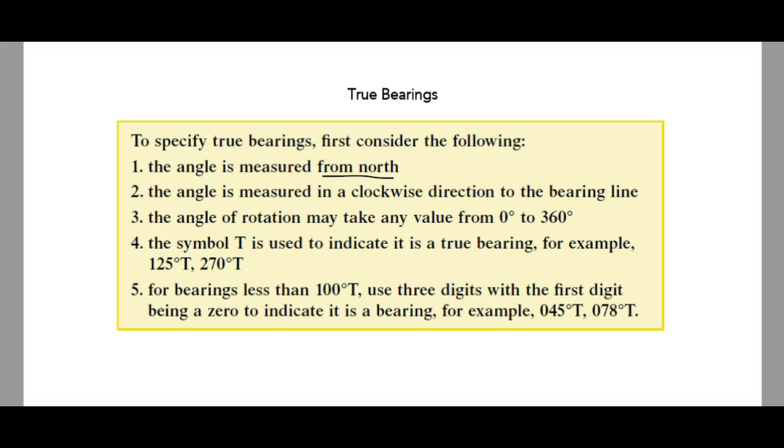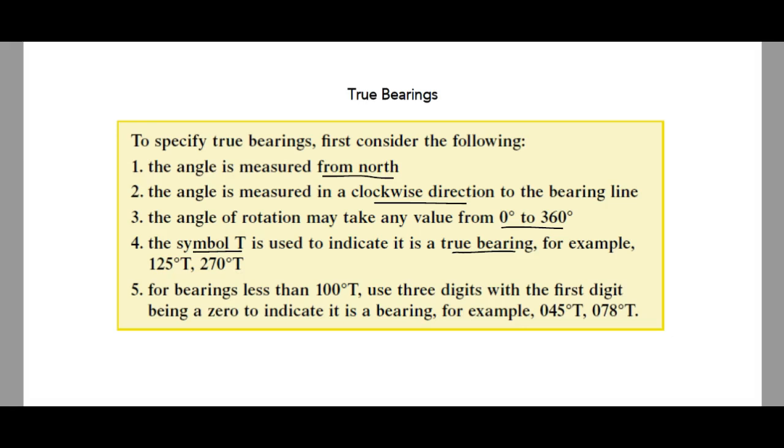The second and the most important thing, a true bearing is always measured in a clockwise direction. The values that a true bearing can take will be between 0 to 360. So here are some examples: 125 degrees T, 270 degrees T, where the symbol T basically refers to it being a true bearing.